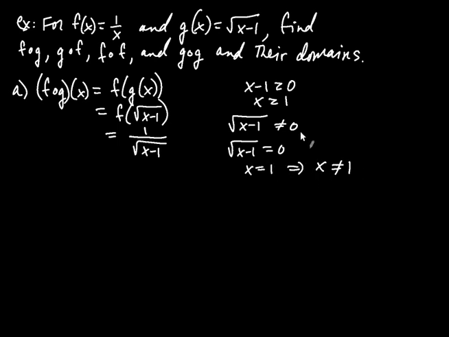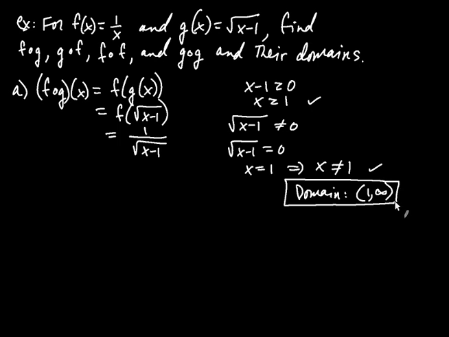So we have two restrictions. According to this, x has got to be greater than or equal to 1. That has to be satisfied. But this also says x cannot be equal to 1. So when you combine those two restrictions, x has got to be greater than or equal to 1, yet x cannot be equal to 1, you're left with the fact that x has to be strictly greater than 1. So the domain would be that x has to be strictly greater than 1, which means 1 to infinity. Okay? That would be our domain.